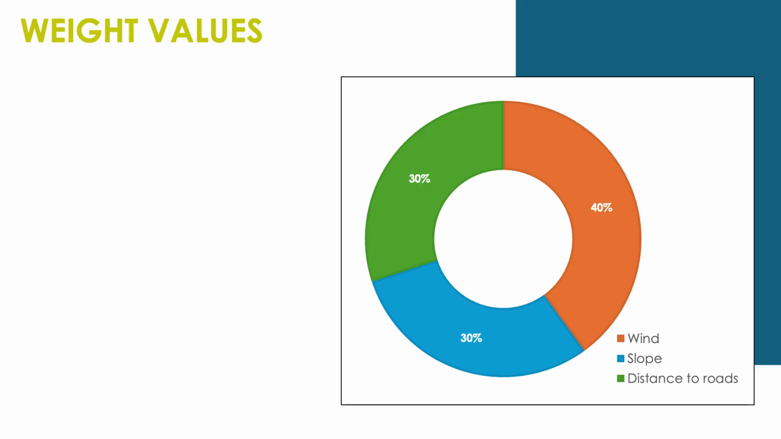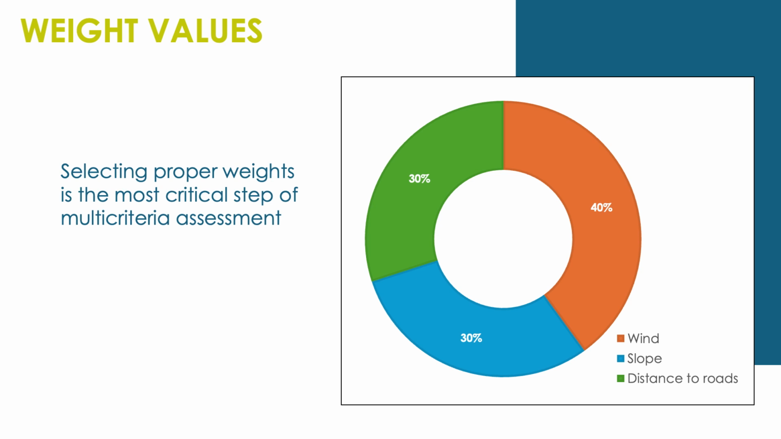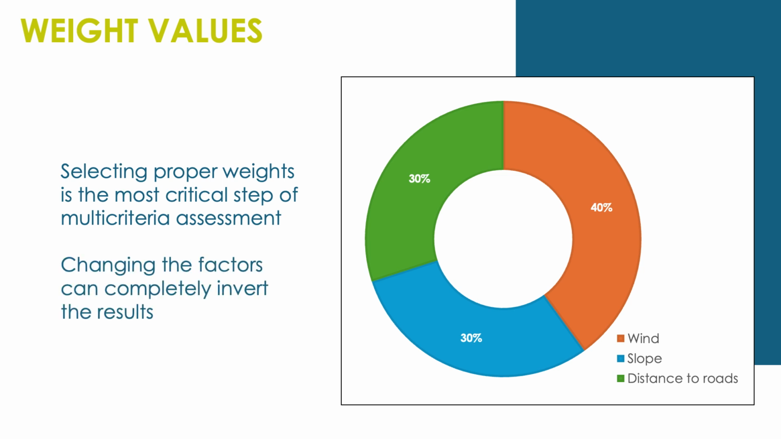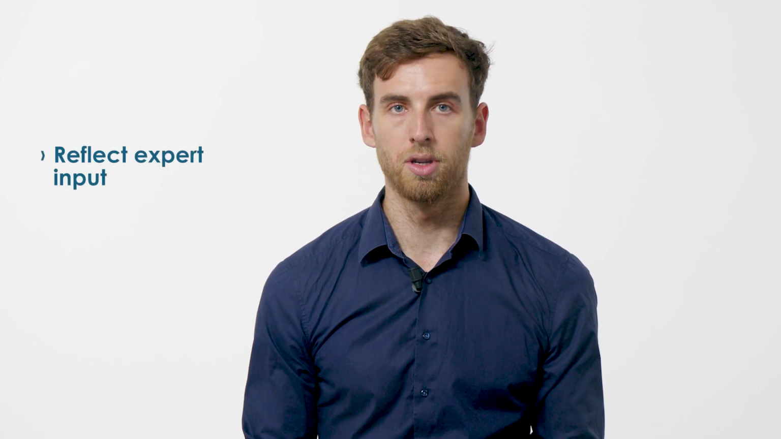Now that everything is reclassified and constraints are applied, it's time to combine them using weights. The weights reflect how important each factor is in our decision. For example, wind can be a 40% factor, slope 30%, and the distance to road another 30%. As discussed earlier, selecting proper weights is the most critical step of multi-criteria assessment, and there is no right or wrong way to do it. But changing the factors can completely invert the results. These weights should add up to 1 and ideally reflect expert input, planning guidelines, or stakeholder priorities. You can adjust them in a sensitivity analysis.